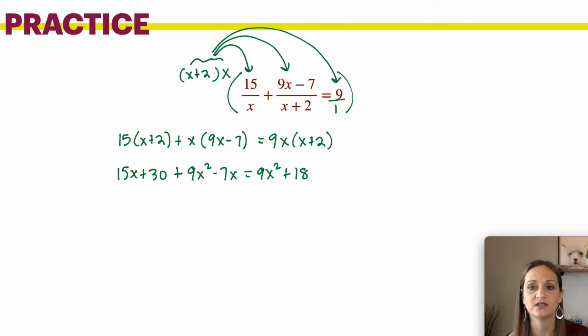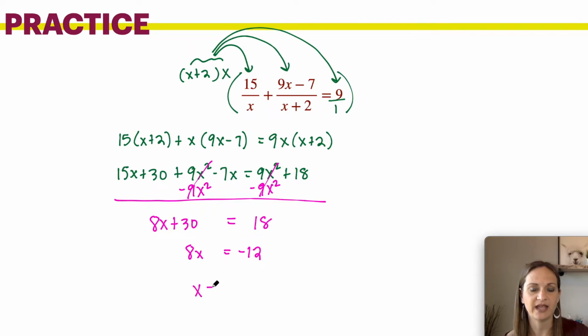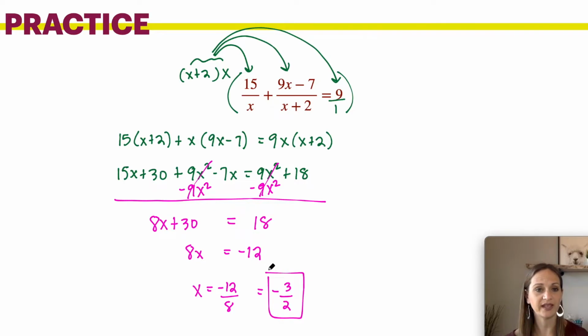So the first thing I'm going to do is go ahead and subtract 9x squared on both sides, and nicely, they both cancel, leaving me 15x and negative 7x give me 8x on the left-hand side and a positive 30, and a positive 18x on the right-hand side. So to solve, I'm going to subtract 30, which gives me a negative 12, divide by 8, and I get negative 12 over 8, which gives me negative 3 over 2. And that would be my answer.